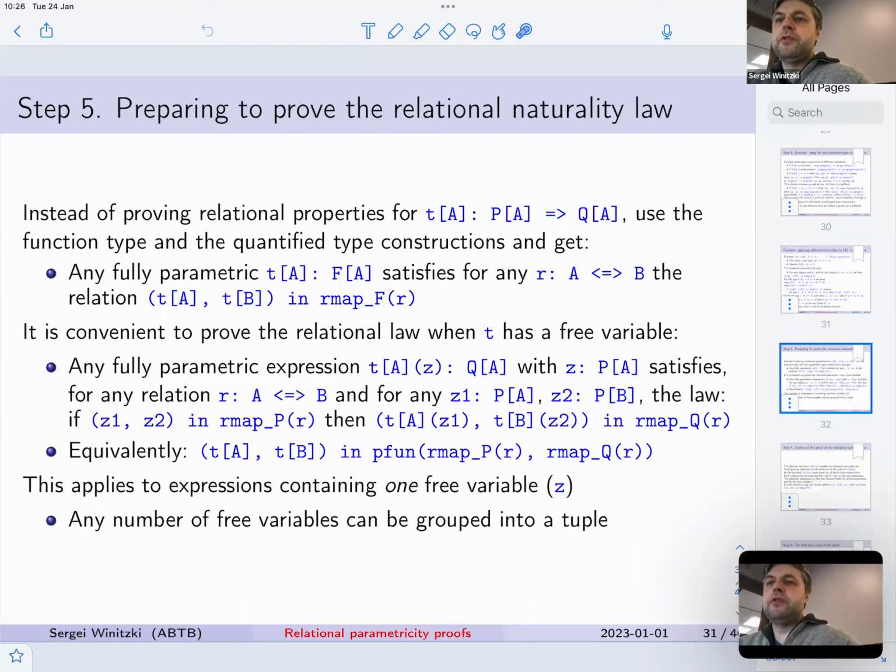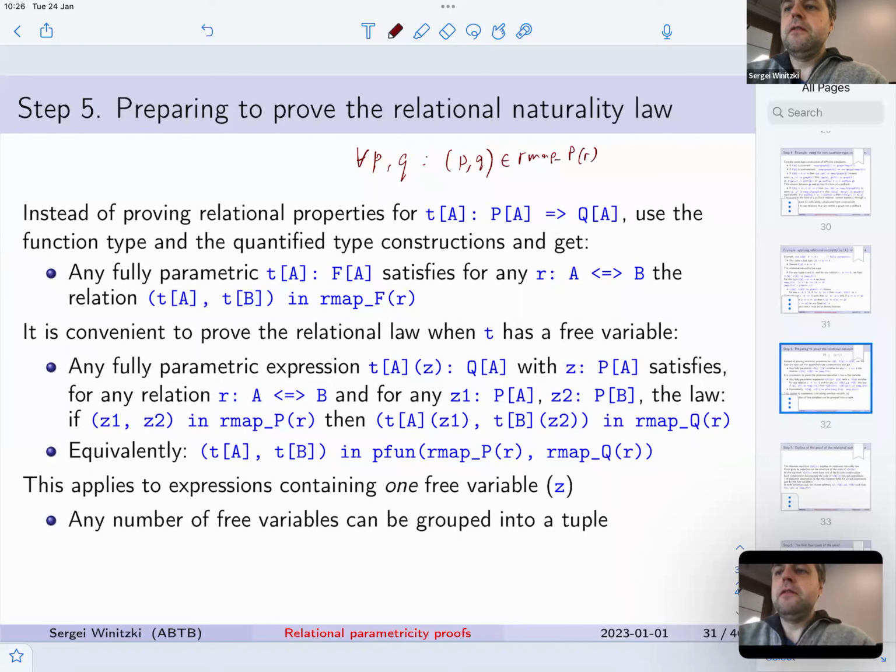We will now prove the relational parametricity law. Most frequently, the relational parametricity law is used with this kind of type signature of a function. And then the law has the form: for any two values of this type, such that they are in the relation lifted to P, the function T of P and the function T of Q is in the relation lifted to Q.